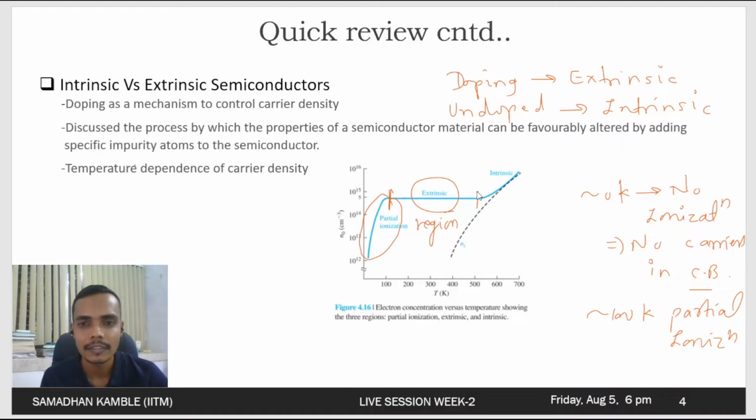Now a point arises when we further increase the temperature, which gives more intrinsic carriers, and this particular region dominates, and we can call it the intrinsic regime.